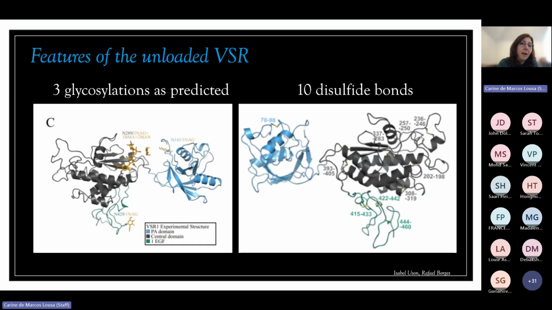What we were very happy to see is that we could identify 3 glycosylation sites, and these were exactly the glycosylation sites that had already been predicted by other groups. We could also identify 10 disulfide bonds that had not been mapped, though they were predicted to be present. We just didn't know where they were, so we could identify exactly where they were.